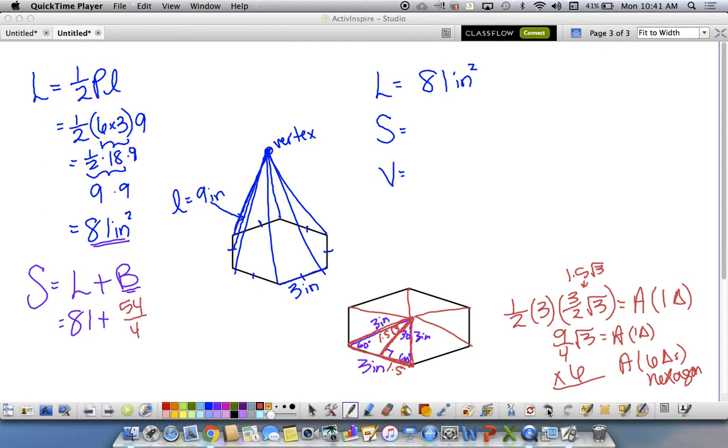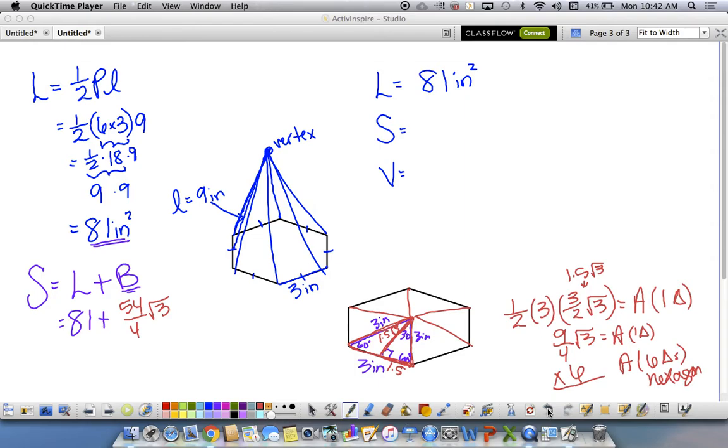50. That won't go into that. That's yucky. I'm sure they probably want a decimal, and my calculator is not pulled up right now. Oh, they use different numbers. Oops. That's okay. There's a decimal, 54 fourths times the square root of 3 plus 81.